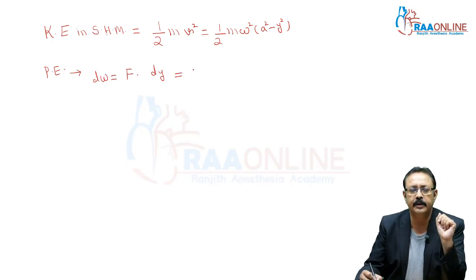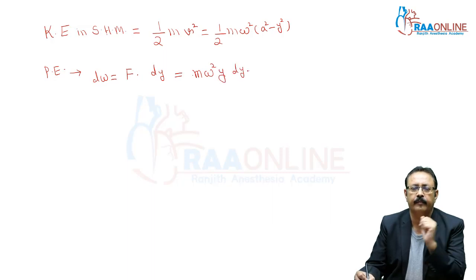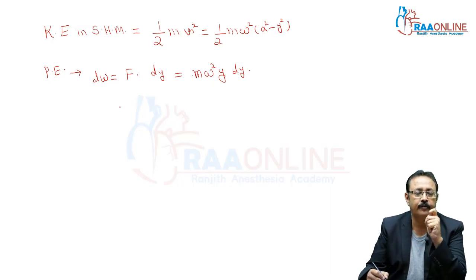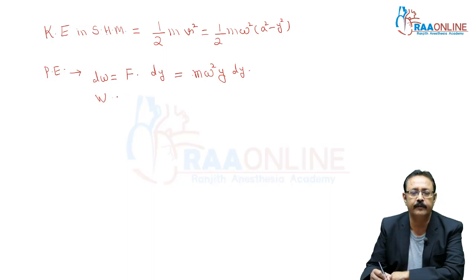What is F? F means mass into acceleration. Acceleration was omega square into y. Minus was to represent the direction, that the force is in the opposite direction of displacement. It is opposing the displacement. So whatever energy you are spending is going to be stored in the form of potential energy. So by integrating this, we will get the whole work. We want to displace this particle from 0 to y.